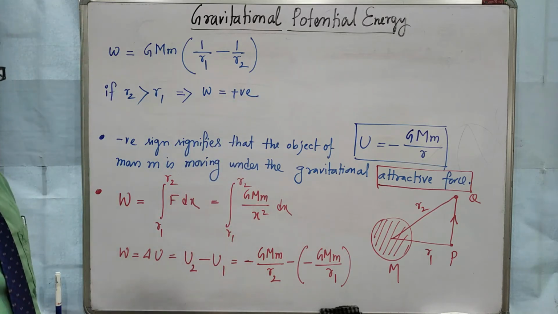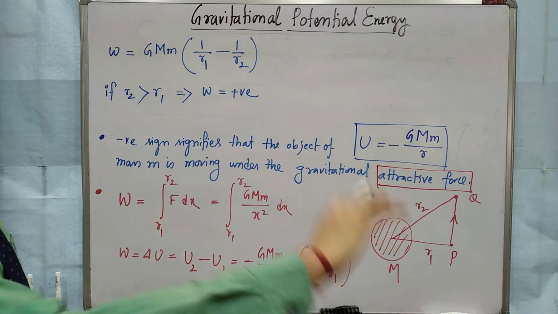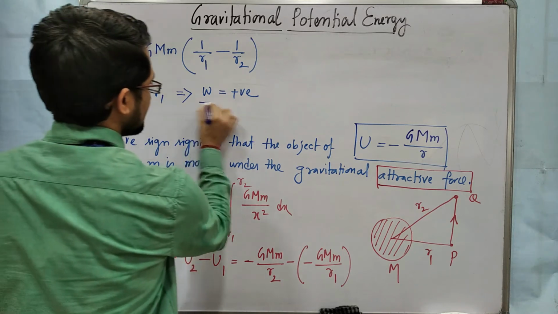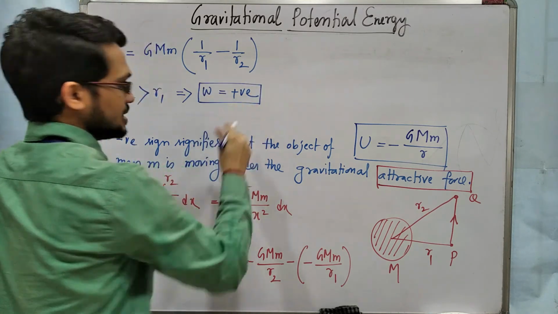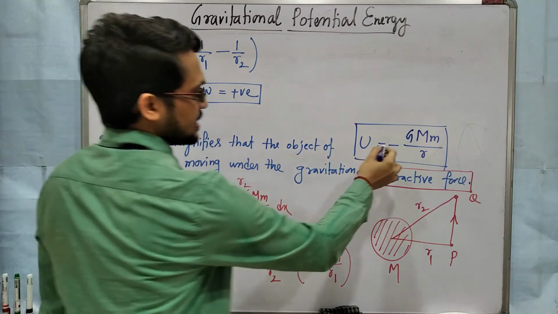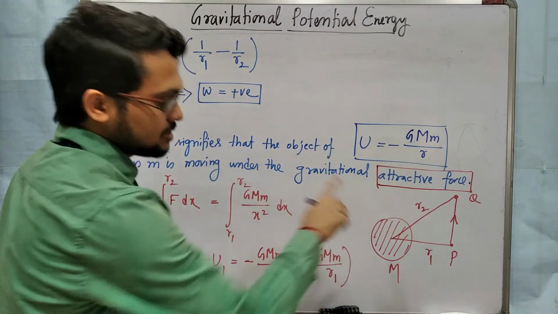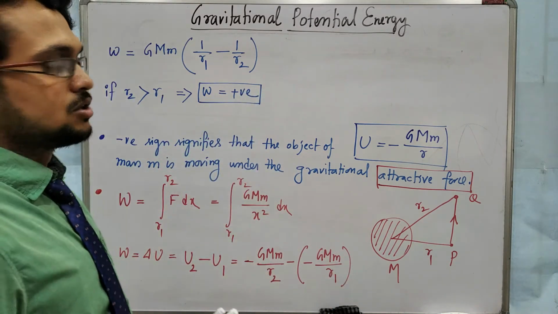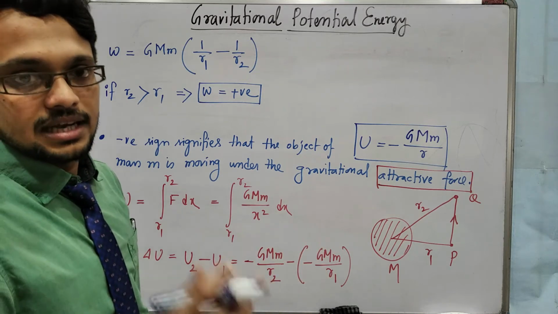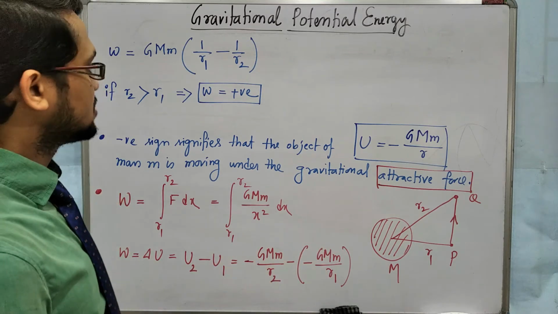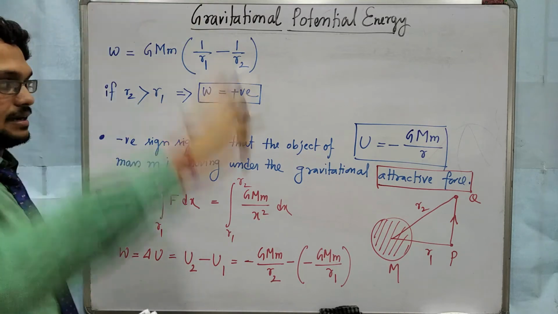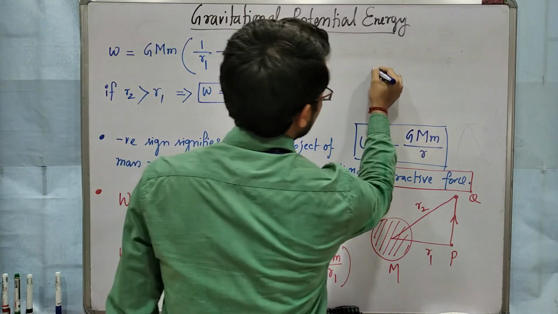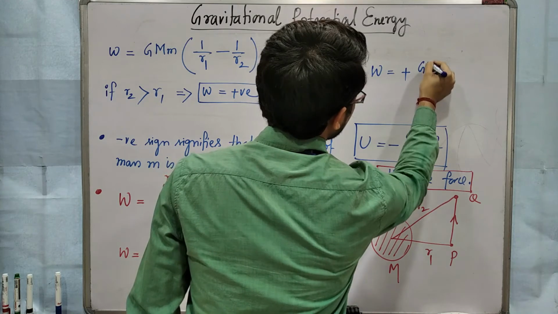Positive work done means what? We have to do that work to take that object away from this mass capital M. Clear? W is positive. That means we have to do that work. If this is negative, that means here that planet is doing work. We are not doing any work. Here W positive means we have to do that work to take that object from a near position to far position. Suppose you want to send that object to infinity again. You want to send this object to infinity again. That means you have to do this amount of work done. W equal to plus GMm by r.